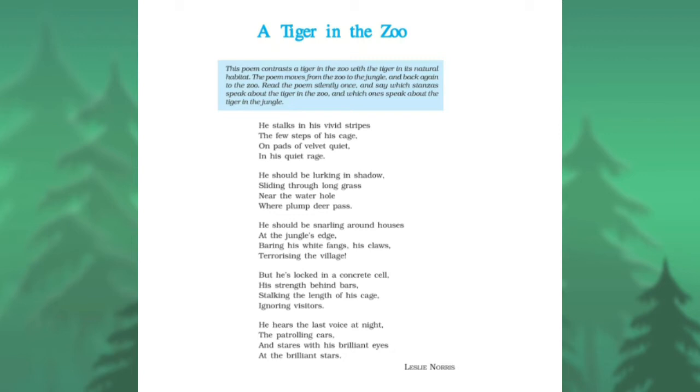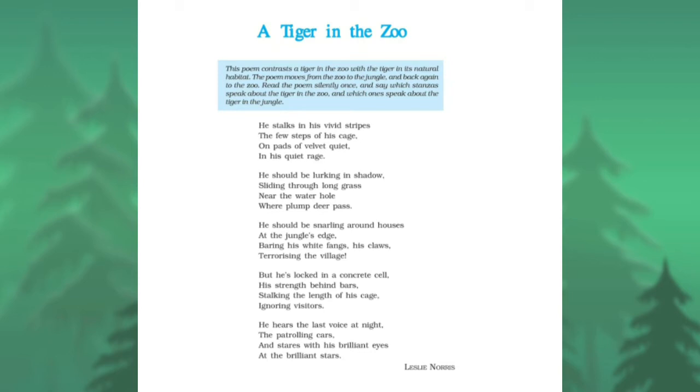Pads are the soft part under the feet, and they are basically of velvet. If you get an opportunity to touch the pad of a tiger, you will find that it's very soft like velvet material. In his quiet rage, rage means anger. Full of anger but quiet.